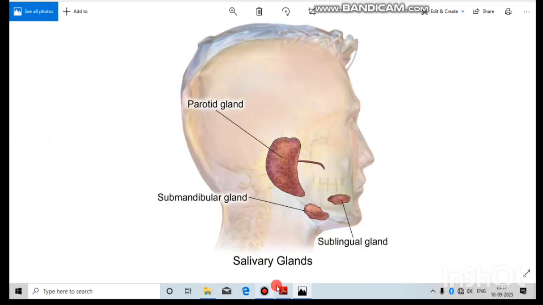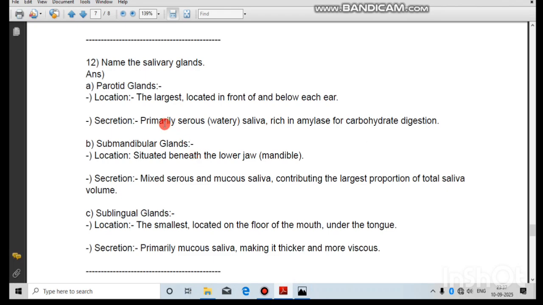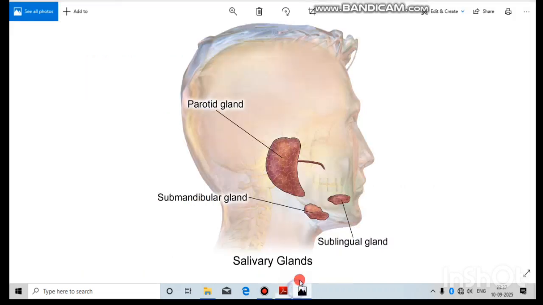Yes, three major salivary glands we have got. The first gland is the parotid gland. Where is it exactly located? It is located in front of and below each ear. Two parotid glands we have got, located in front of the ear. Okay, on the front side of the ear we have the parotid gland.